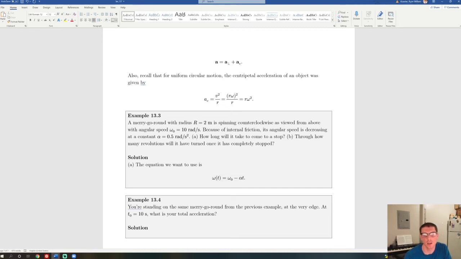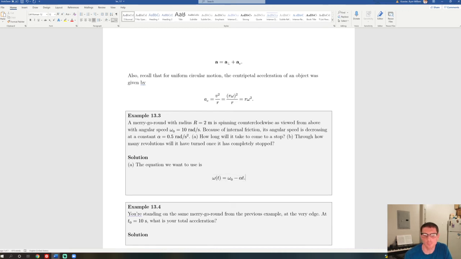But you could, if you want to do it this way, write it with a plus sign and then say that alpha is negative 0.5 radians per second squared. And the math works out exactly the same, right? And that's why that is an okay thing to do. But I'm going to stick with my convention here.